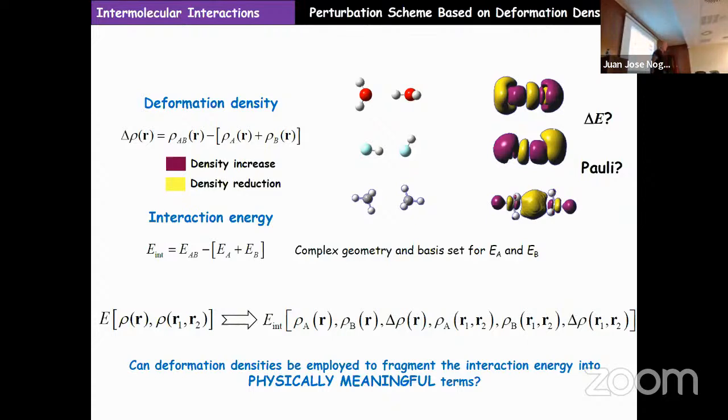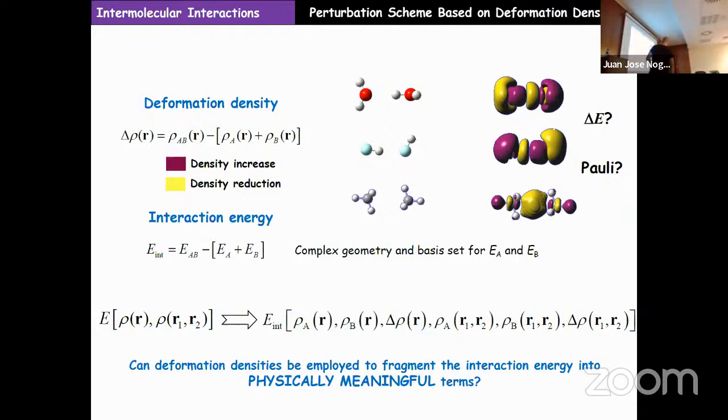Not fair. Okay, now I'm going to talk about the scheme, the perturbation scheme we have developed in Vigo, and the one you are going to use this afternoon in the computational exercise. Most of the ideas are not completely new, so it's based on variational schemes and on perturbation theory. So I think I can go fast.